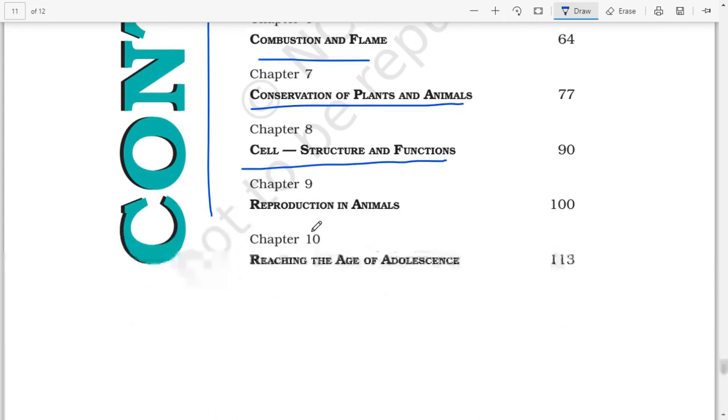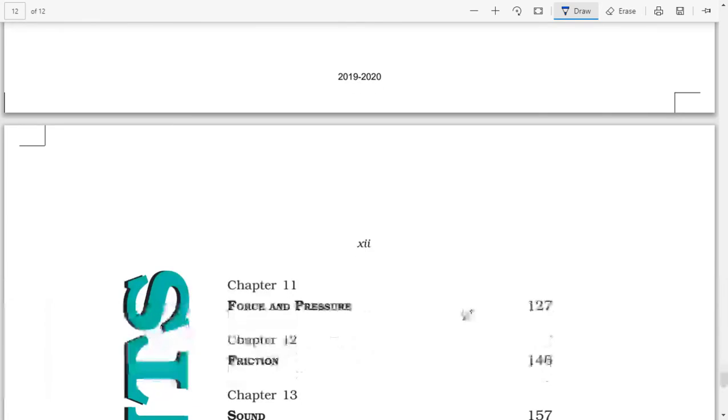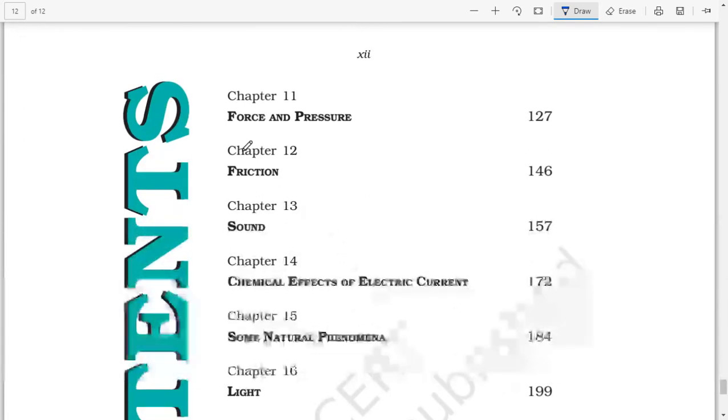Chapter 9, Reproduction in Animals. Chapter 10, Reaching the Age of Adolescence. Chapter 11, Force and Pressure. Chapter 12, Friction. Chapter 13, Sound.